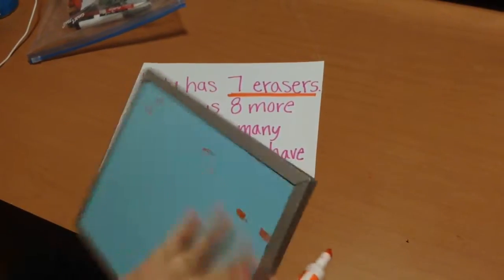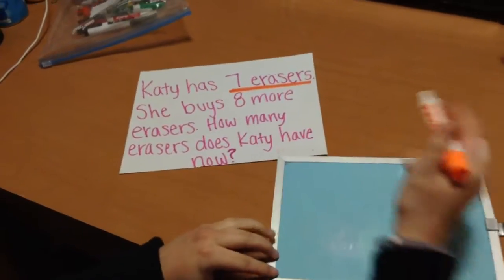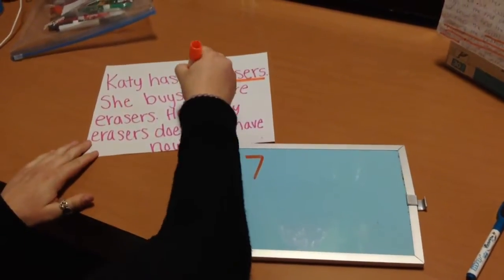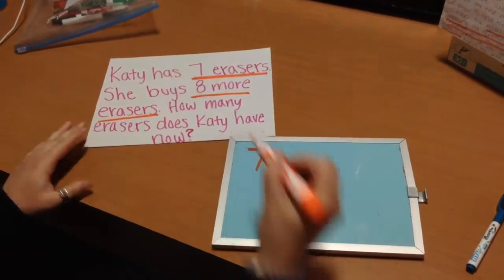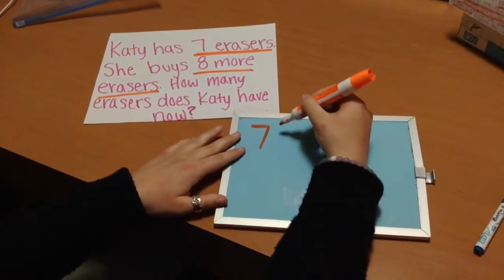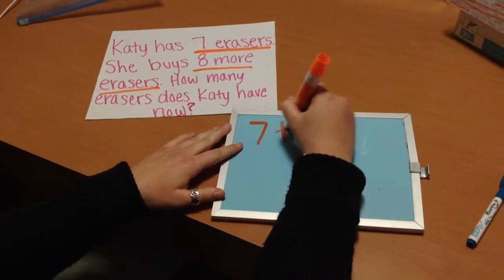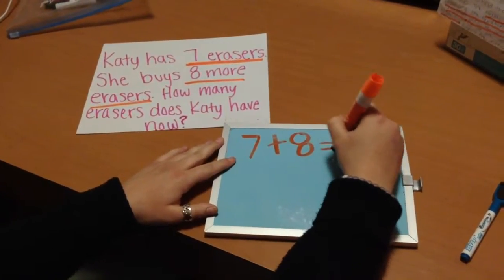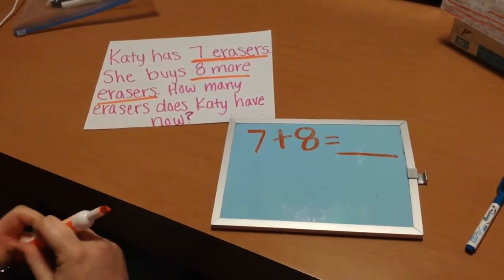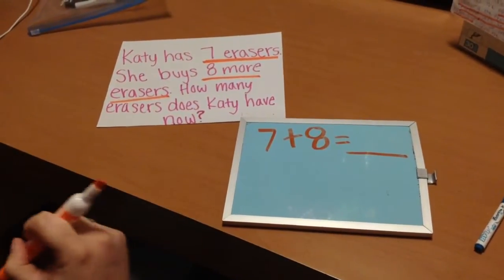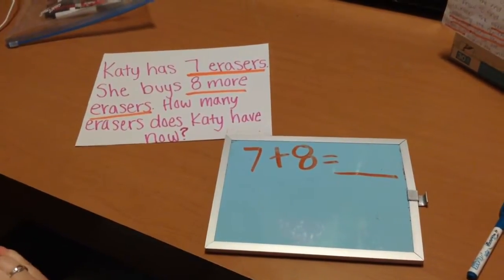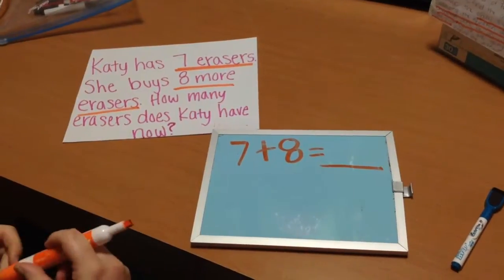And so we're going to start by writing our equation. So Katie has 7 erasers. It then tells us that she buys 8 more erasers, and it's asking how many erasers does Katie have now. So she starts with 7 and she buys 8 more. So how many does she have now? So we know that this problem is asking us to add 7 and 8. So we know that this is a joining problem where we are joining the 2 terms together to figure out how many erasers Katie has now.